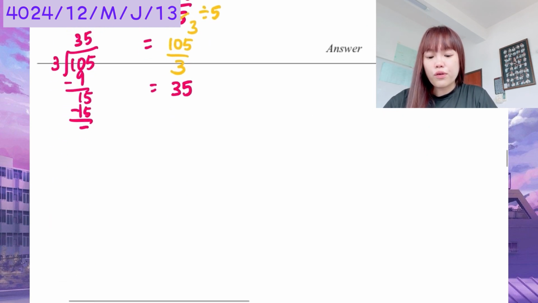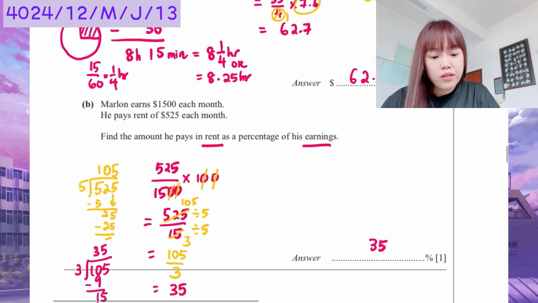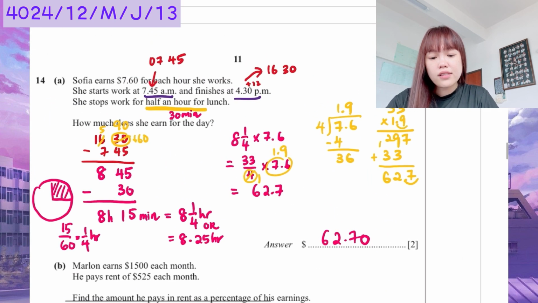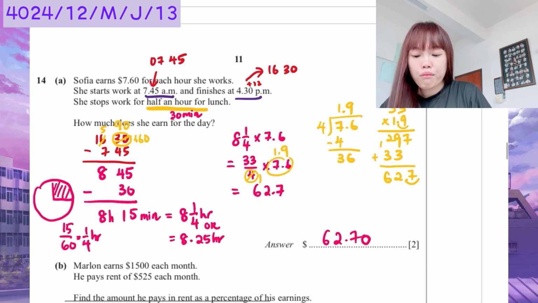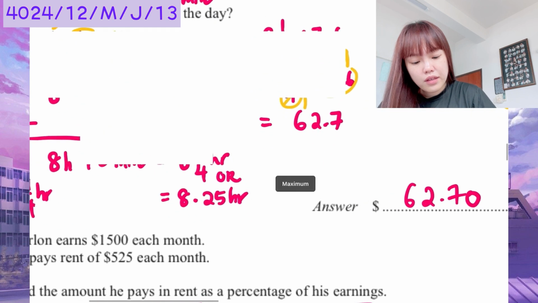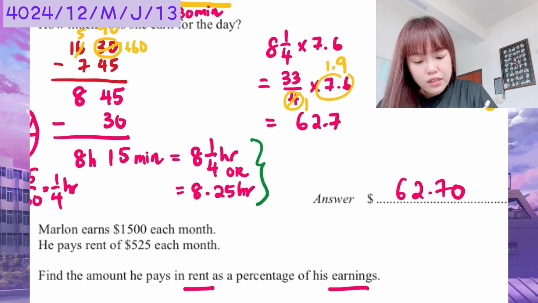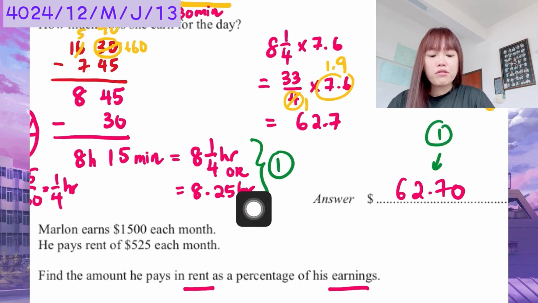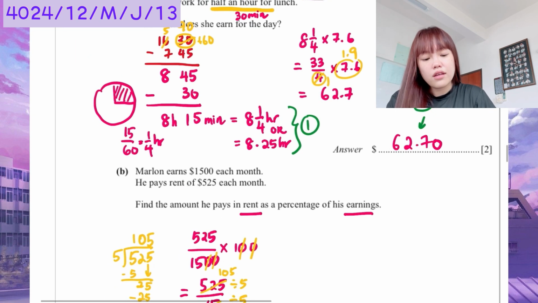Okay, so that's for question 14. How many marks? 1 mark for 14A, right? 2 marks. Okay, 1 mark comes from the number of hours here, and your $62.70 is 1 mark. Okay, if you find the number of hours correctly, you are given 1 mark.